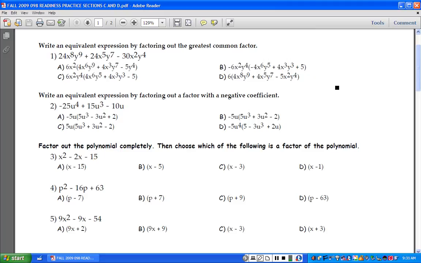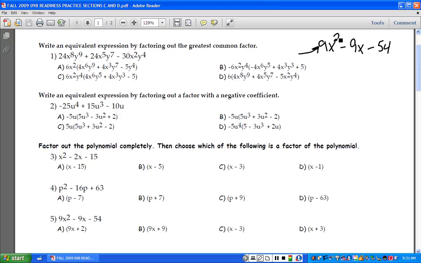So now, number 5. Number 5, we have 9x squared minus 9x minus 54. Okay, so now this one is a little different. This one becomes a little more complicated because now we have a coefficient of 9 on this square term.